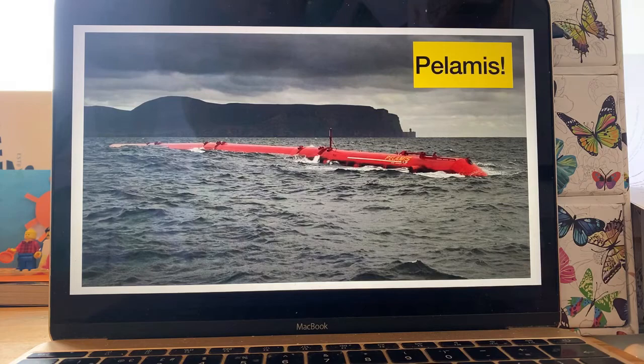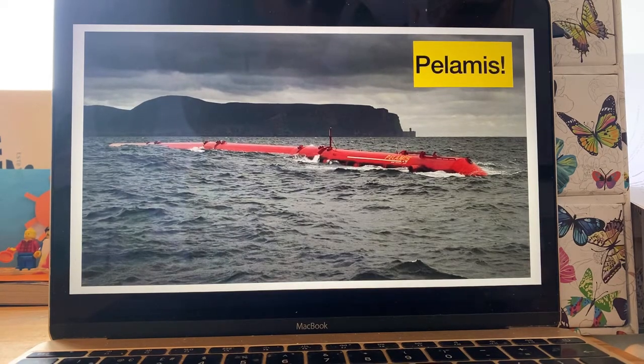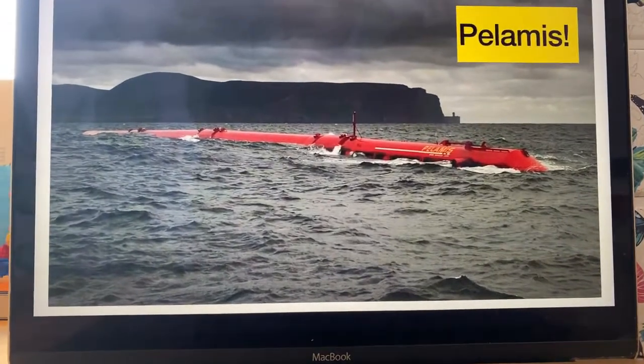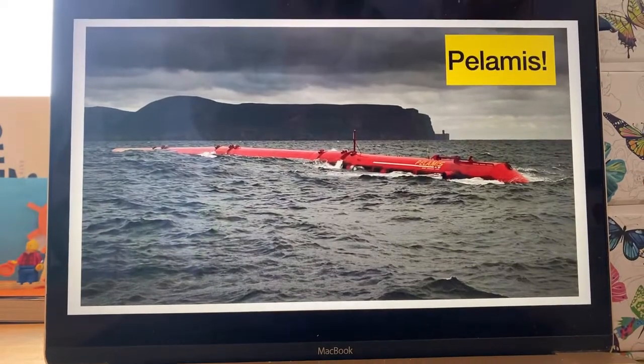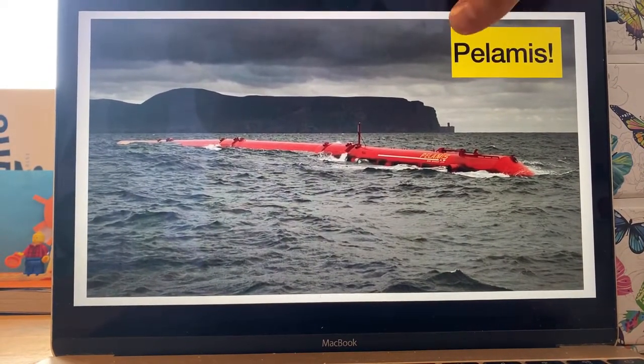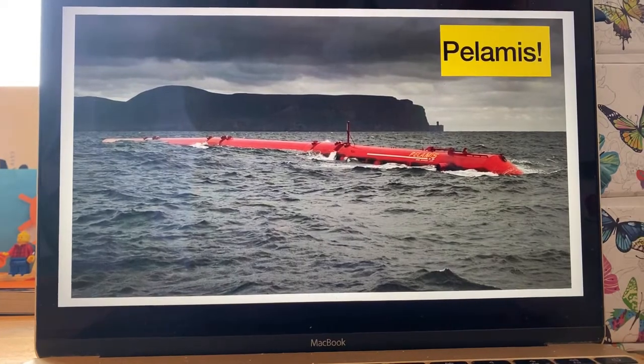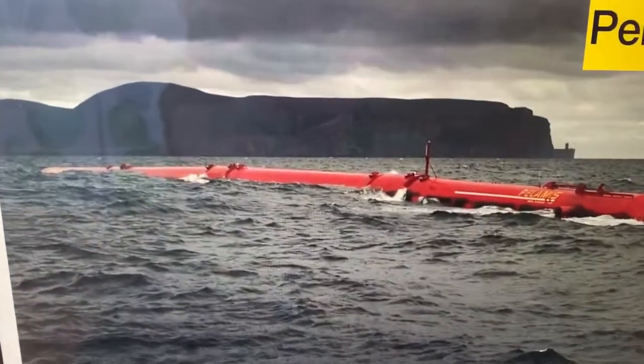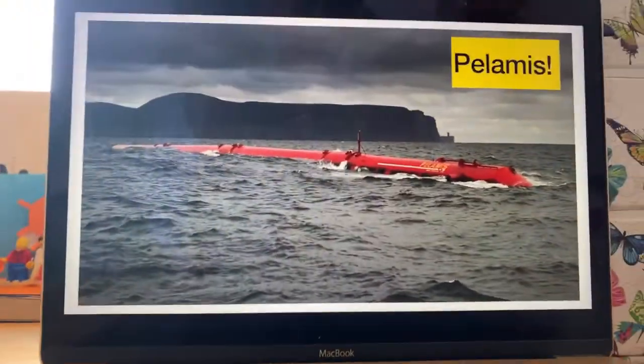Here is a beautiful picture of something that was designed for harnessing energy from waves. It's called Pelamis, or Pelamis? It looks like it should be Pelamis. I'm going to call it Pelamis. It's this huge kind of... well, it actually looks like a sea snake.